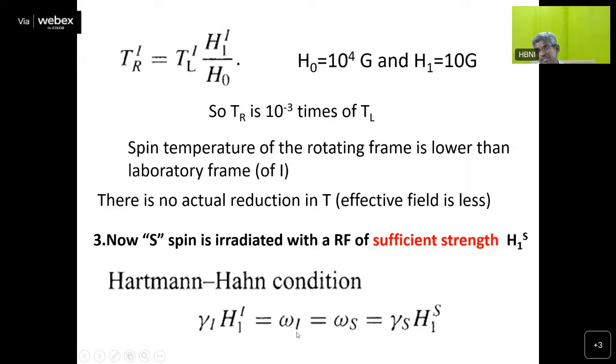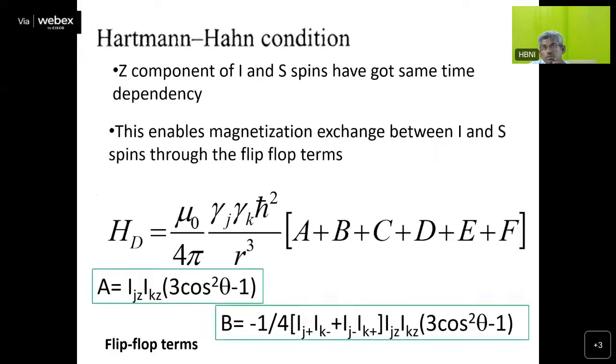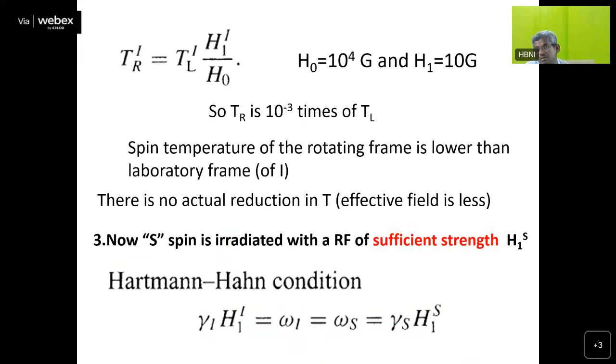So under the Hartmann-Hahn condition, the omega I, which is the frequency of the I nucleus, which is nothing but the proton, will become equal to the frequency of the S nucleus, and a proper communication between omega I and omega S is possible, and the population can be transferred from I to S. So this is what is happening in cross polarization.